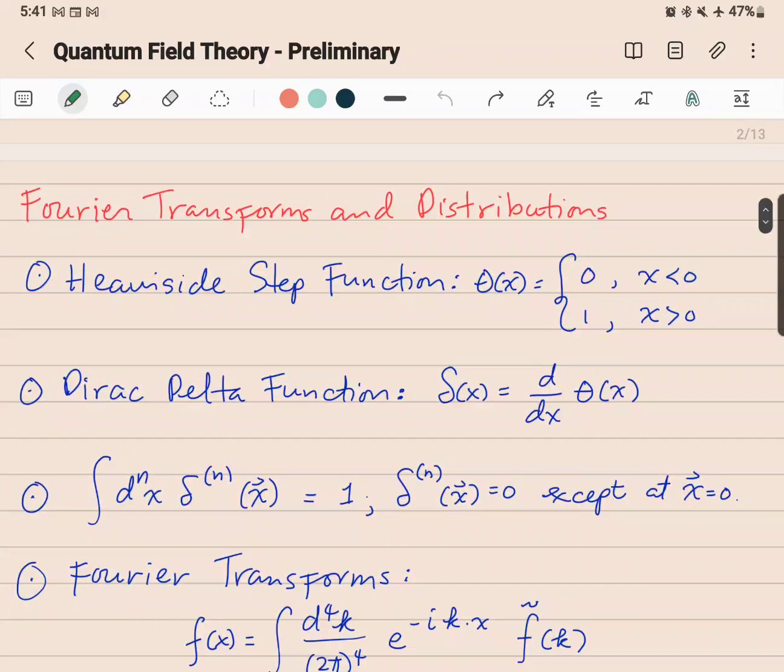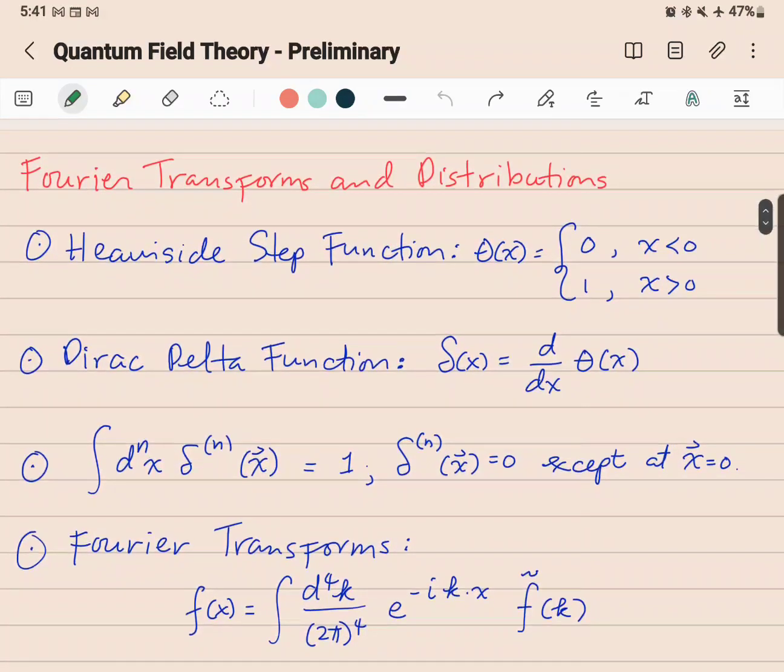So now we will go to Fourier transforms and distributions. So we have here the Heaviside step function theta(x), and this is just equal to 0 when the value of the argument here is less than 0.